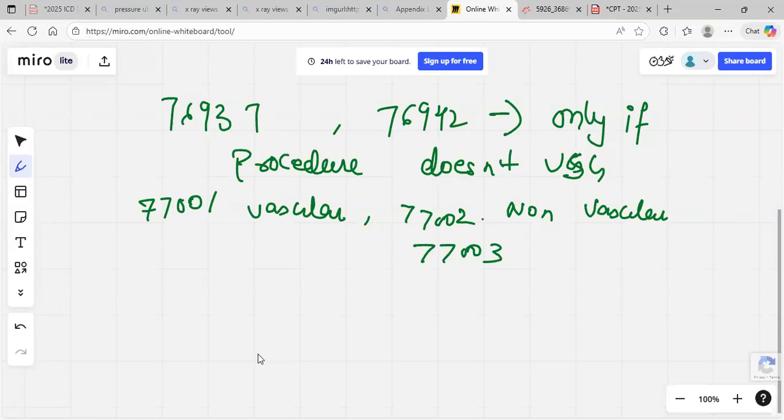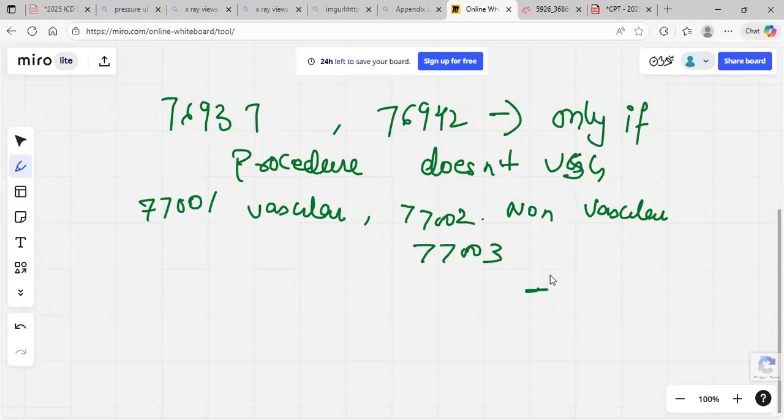Okay. The doctor cannot perform the surgery without diagnosing it, right? So if it is for the diagnostic purpose, you have to bill based on the location. If it is non-diagnostic, it is during the procedure, then you have to bill that with the guidance codes.